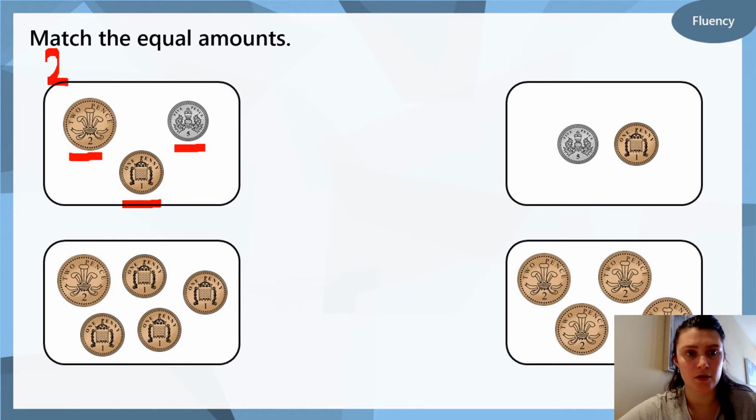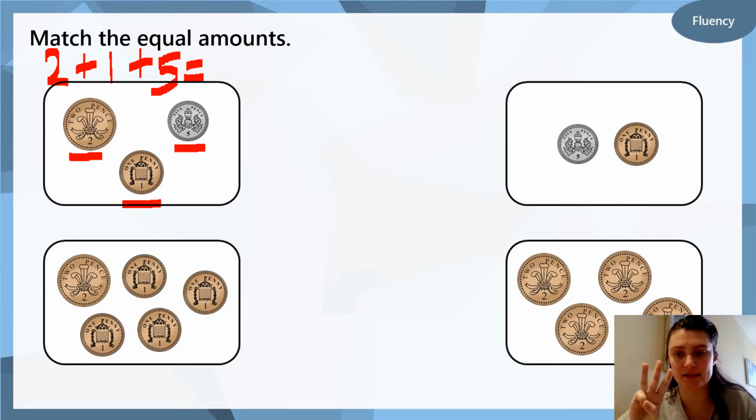2 plus 1 plus 5. Well, we know 2 plus 1 is 3. 3 plus 5, I'll put the big number in my head, 5, 6, 7, 8. So here we have 8 what? Very good, 8p. We always have to write the p if we're doing money.